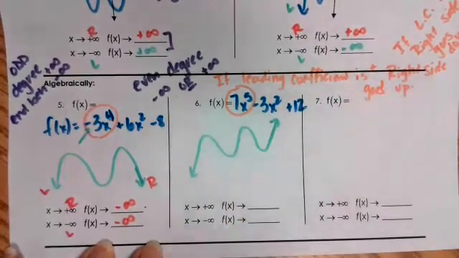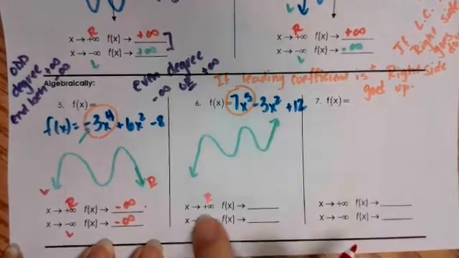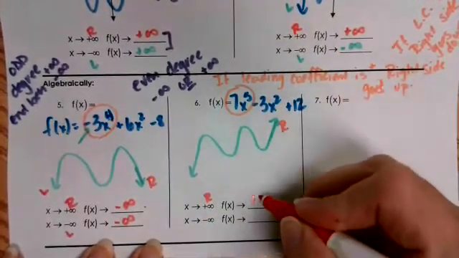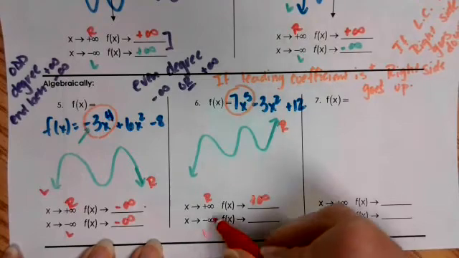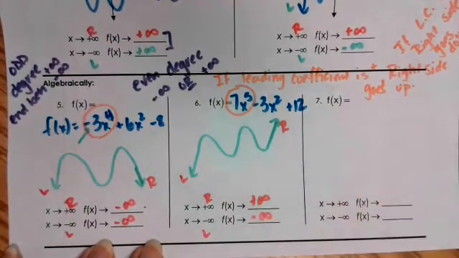So I'm not really concerned about x-intercepts, y-intercepts. I'm just looking at the arrows at the end. So the right-hand side of my graph is going up to positive infinity. Left-hand side of my graph is going down to negative infinity.